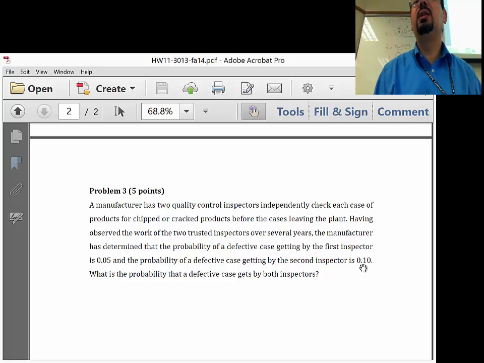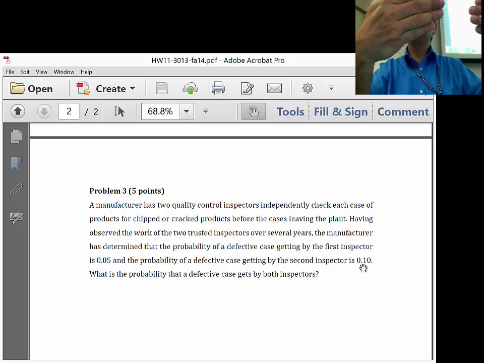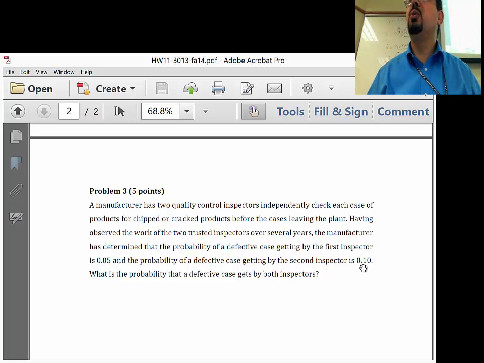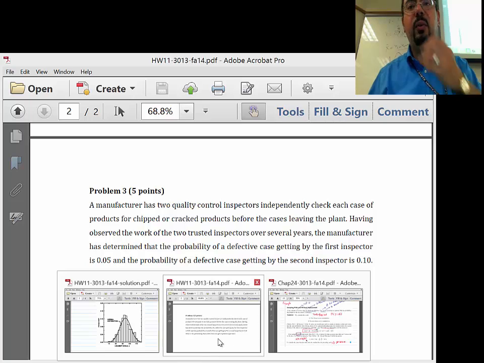So what is the probability that a defective case gets by both inspectors? A needs to happen, and also B needs to happen, and they are not related to each other. So what should I do? Multiply, exactly. All we have to do is just multiply.